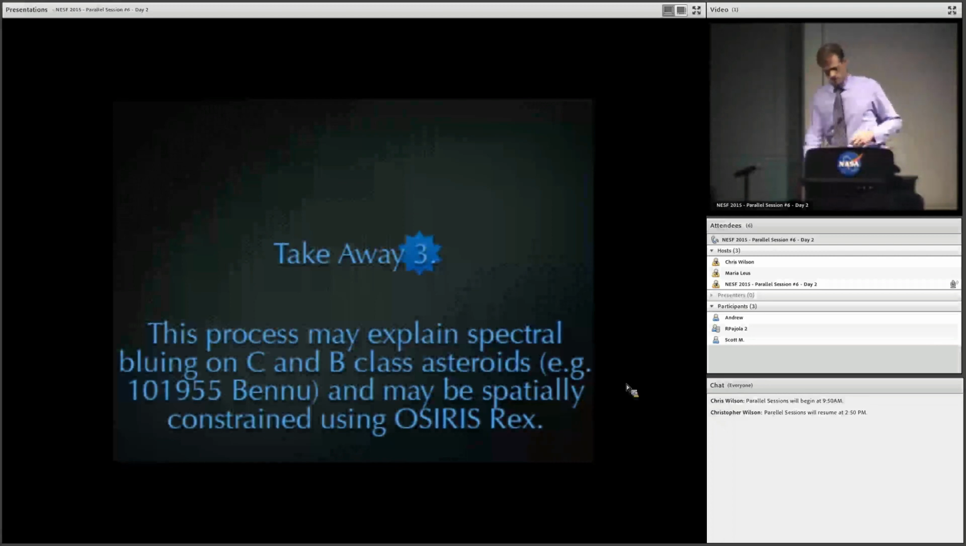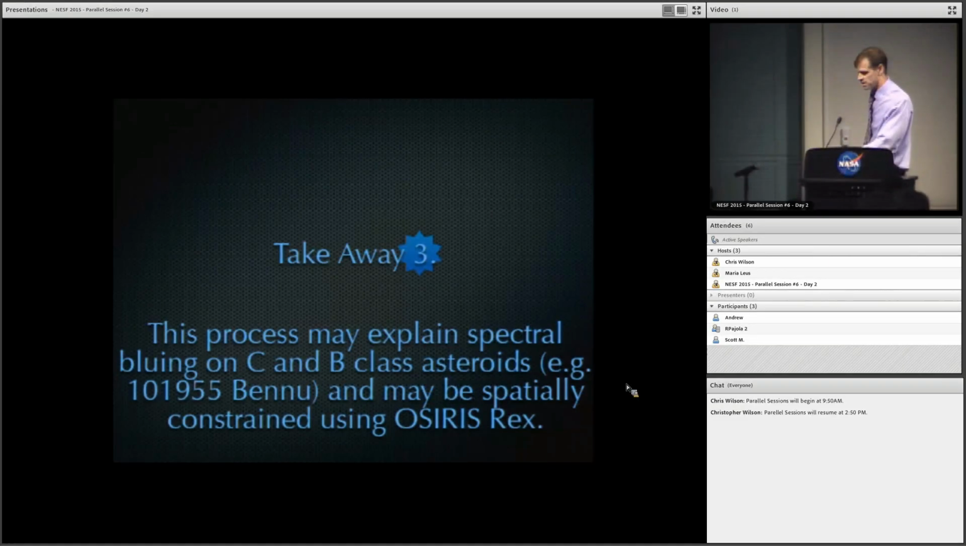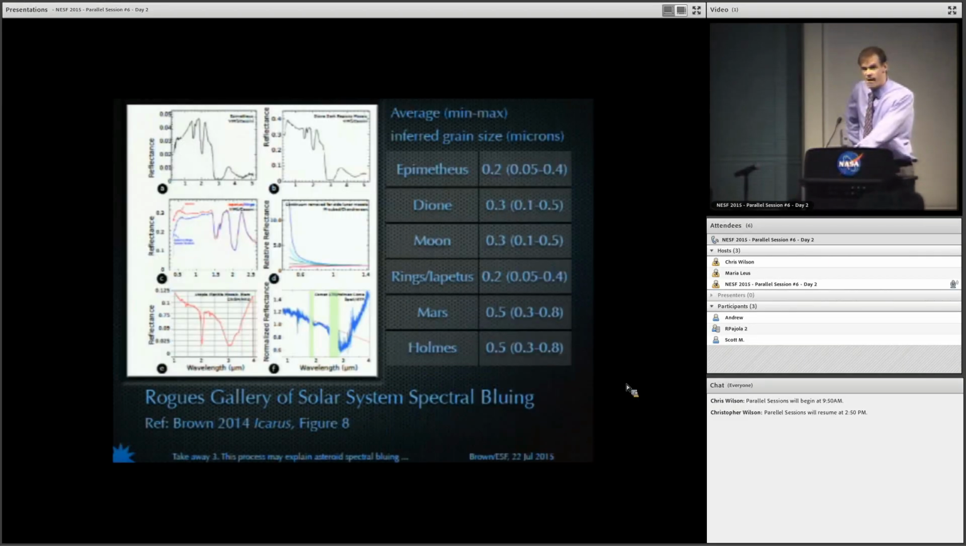All right, so takeaway message 3 is that this process may explain spectral bluing that we are now seeing in observations of asteroids. Firstly, this is a figure from my paper just illustrating a couple of different examples of where spectral bluing is taking place, and also estimating a grain size and putting limits on the upper and lower grain sizes that would be required on these surfaces to affect these Rayleigh scattering peaks.